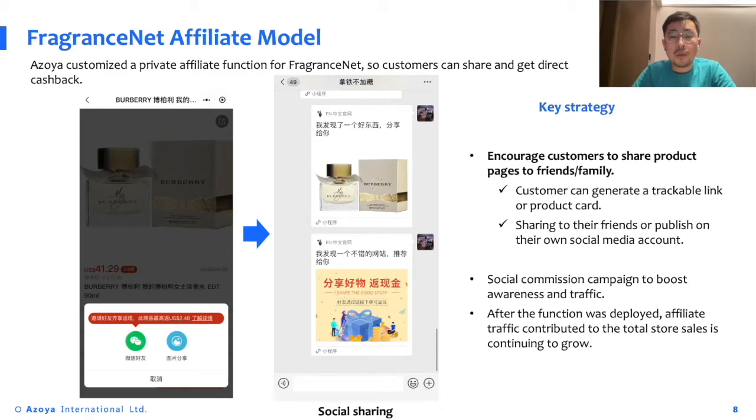Consumers who share the website, a campaign page, or even a product page with friends can get a commission back if the friend buys the same products from them.